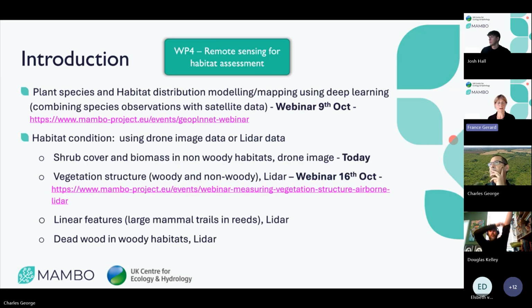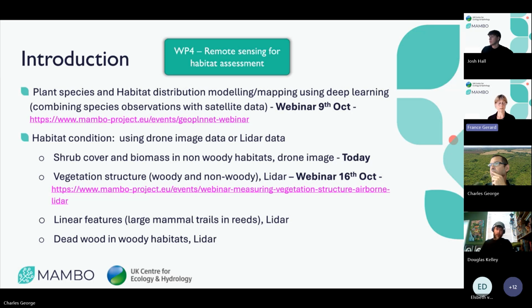So this work package was looking at 2 major strands. One strand is to think about how to use remote sensing to deliver plant species and habitat distribution maps through modeling, using deep learning, combining species observation with satellite data. And if you're interested in that particular part of the work, you can join the MAMBO team on a webinar on the 9th of October.